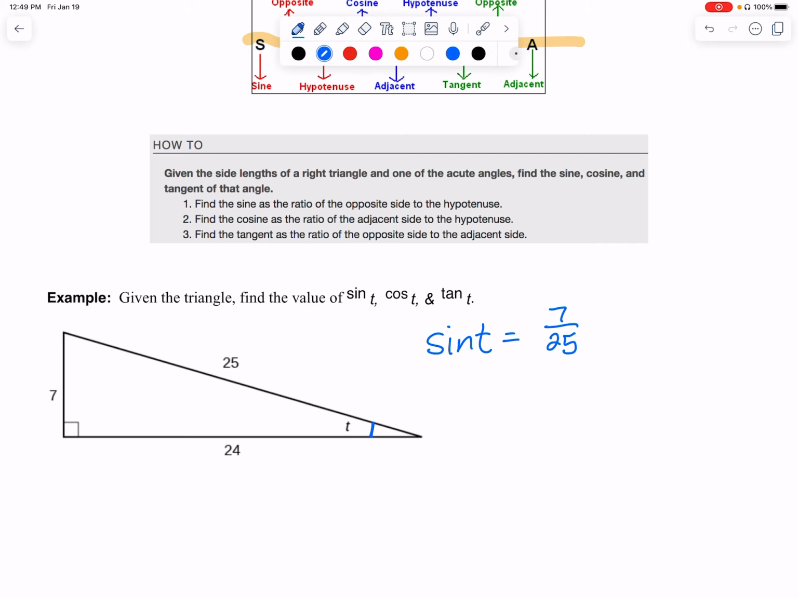But you could have also used y over r. I would rather you do y because it makes the most sense in our unit circle, and it's going to make the most sense in physics. But these mnemonic devices do help. So cosine is C-A-H, caught another hippie. So that's adjacent over hypotenuse. So that's going to be 24 over 25. And then we have tangent. Tangent of t is tripping on acid. So that's opposite over adjacent. So 7 over 24.